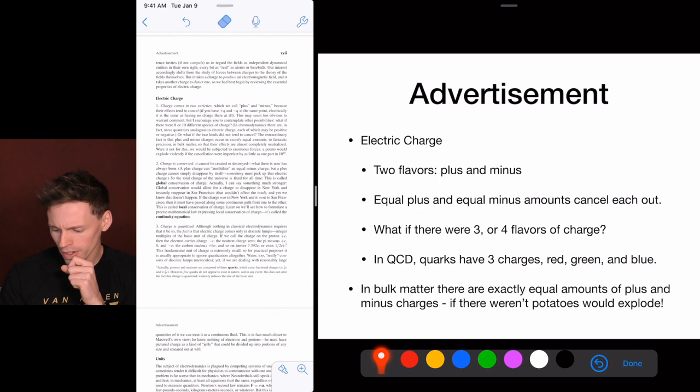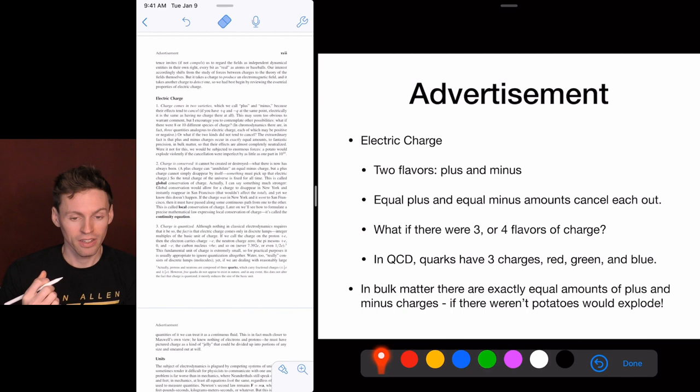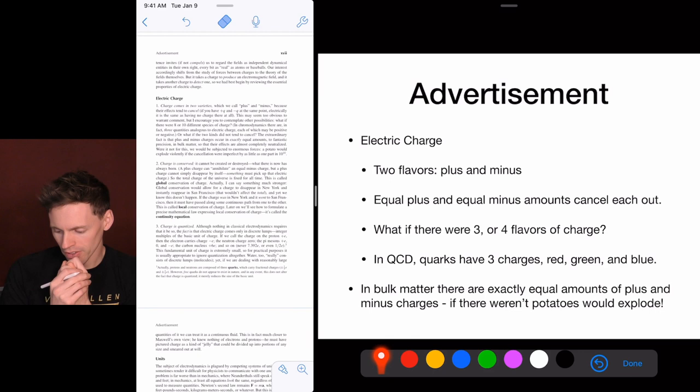So what if there were, in quantum chromodynamics, for example, quarks come in three charges, red, green, and blue. That's an example that it's possible to have not just two charges, but three or more. In our understanding, what keeps protons and neutrons a thing is three quarks in there with fractional charge that all add up, and they have red, green, and blue charges. So it's really interesting to have more than two types of charge. Okay, so anyway, forget about QCD and three charges. All we're going to care about is that there's plus and minus.